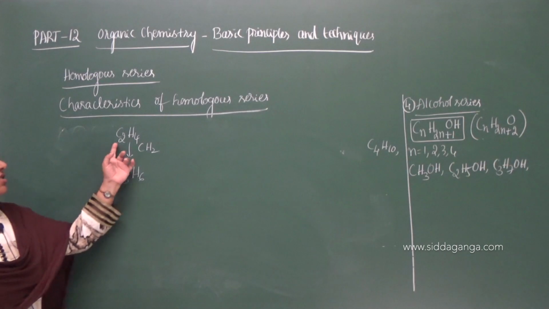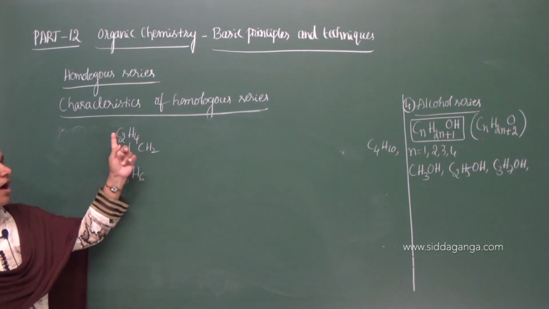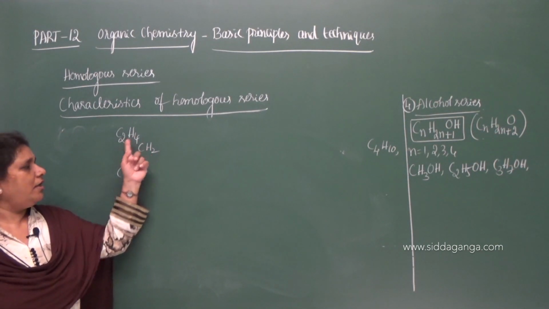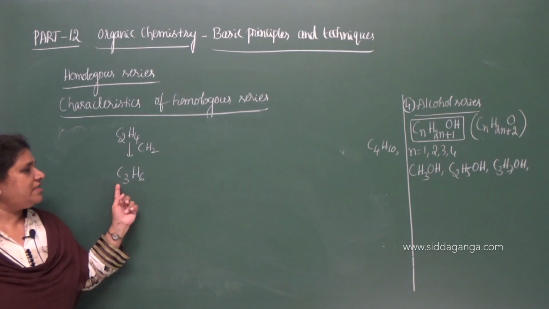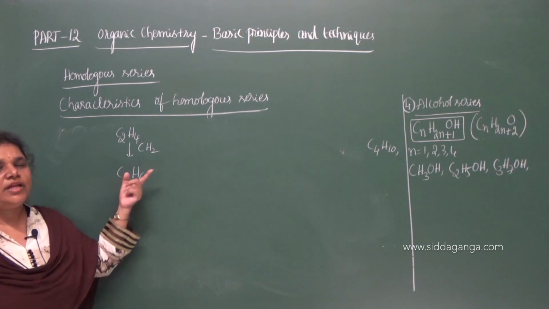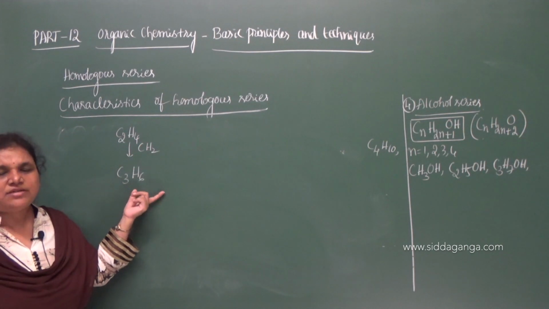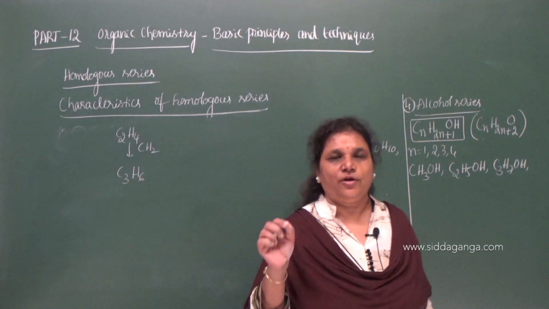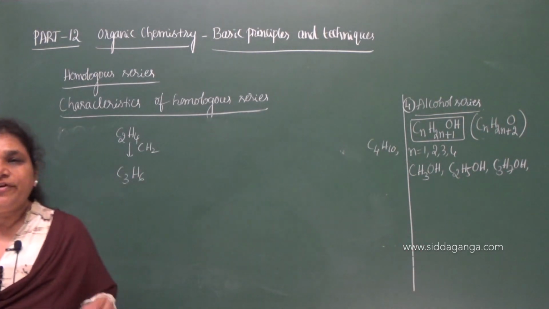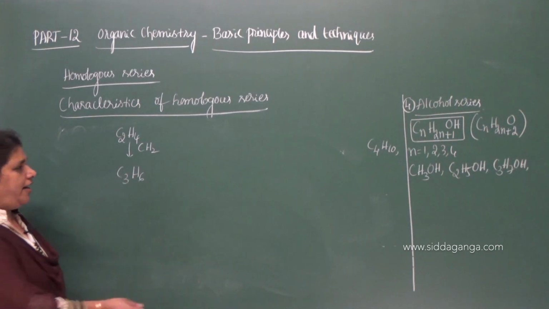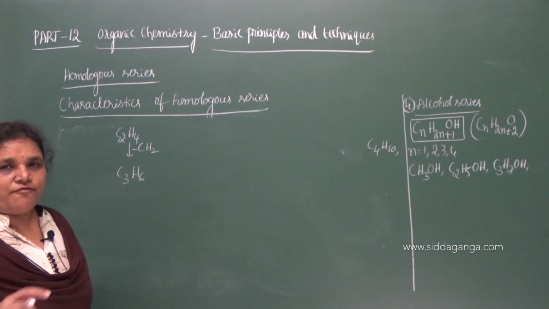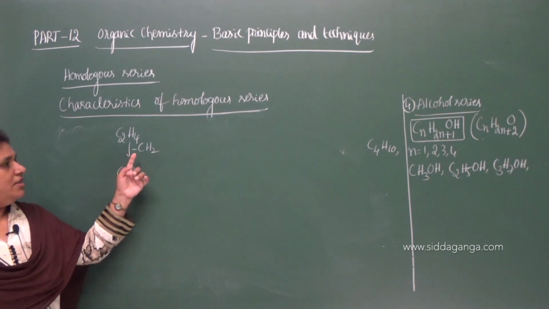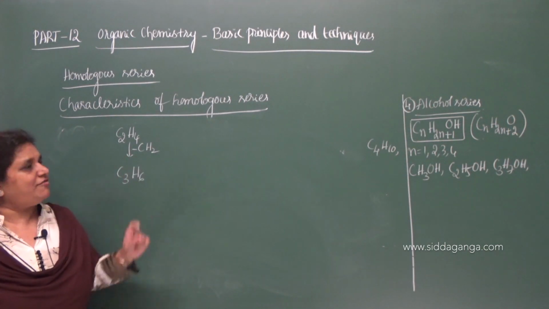Then what you get? C3H6. And you know that C2H4 is the first member of the alkene series, ethene. The next member will be propene, that is C3H6. In that way you can easily identify the members of the homologous series, because the general characteristic property of the homologous series is that every successive member in a series differs by a CH2 unit. So this is the second characteristic property of homologous series.